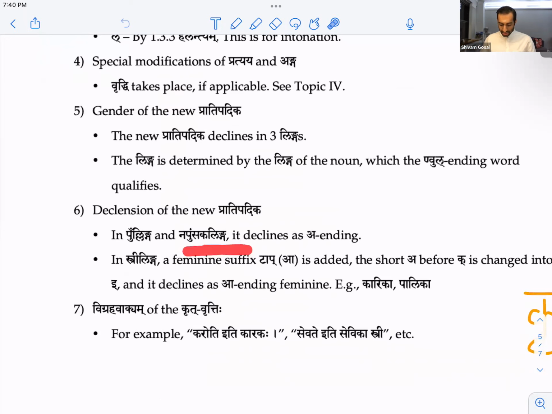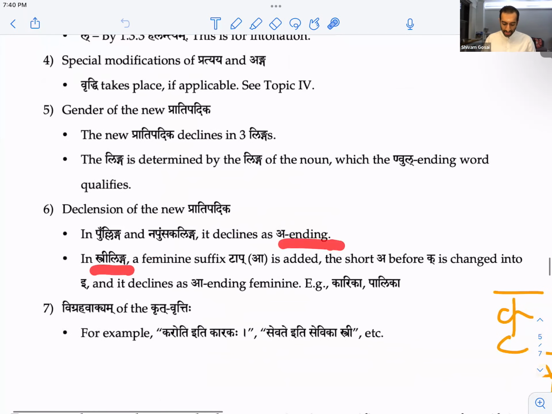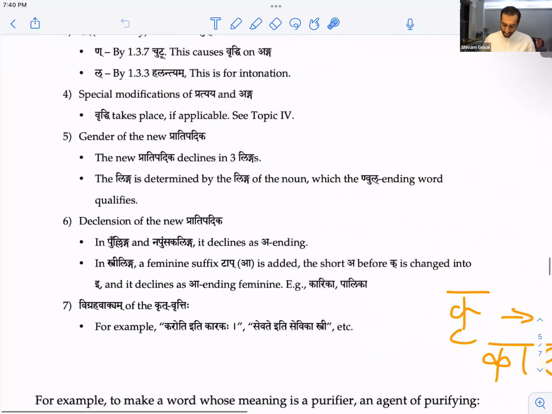In napumsaka linga, it declines with a ending. But in strilinga, a suffix a is added at the end. It's technically called tap, that akara added at the end. That's why most feminine names also end in a, so that's one way of remembering. So it is usually added. And then something funny happens: the short a before the ka is changed into i. Let me give you an example of that.